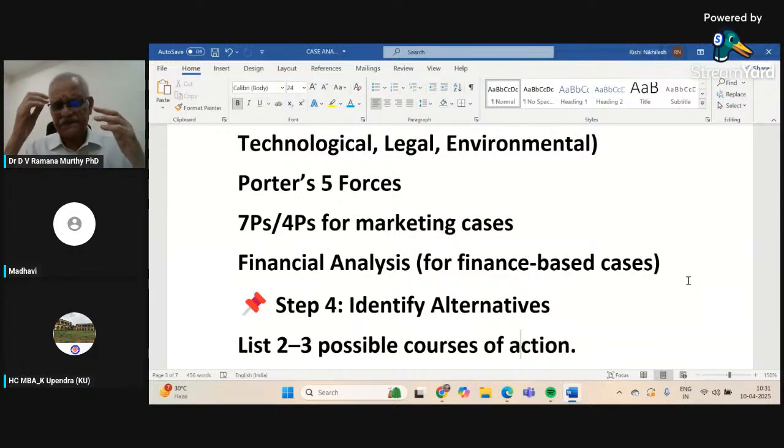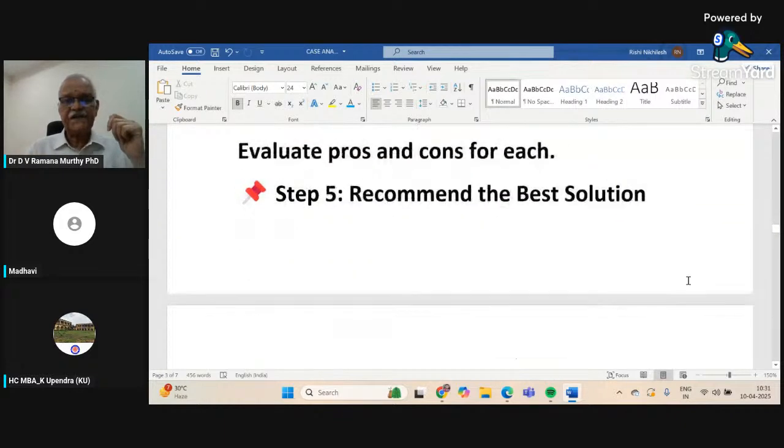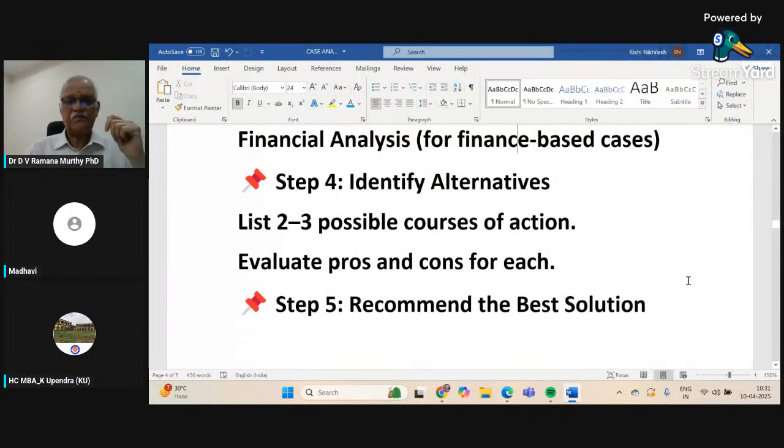So all things. Okay, after studying and analyzing the problem, the next step is to identify alternatives. Now don't go quick on solutions, mind it. I have already told you: are you studying a surface problem or a hidden core problem? Very important. Use an analytical mind. Identify alternatives, let it be one, two, three, four, five. List two, three possible courses of action. Please note, two, three possible courses of action.